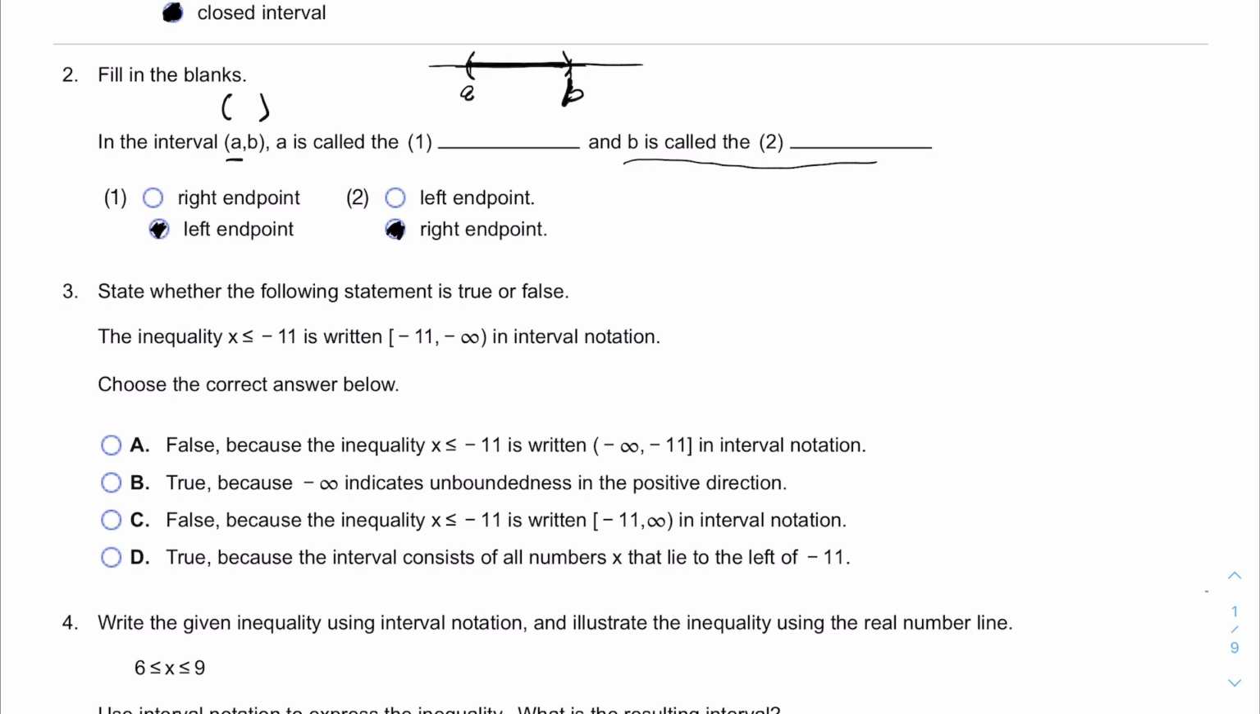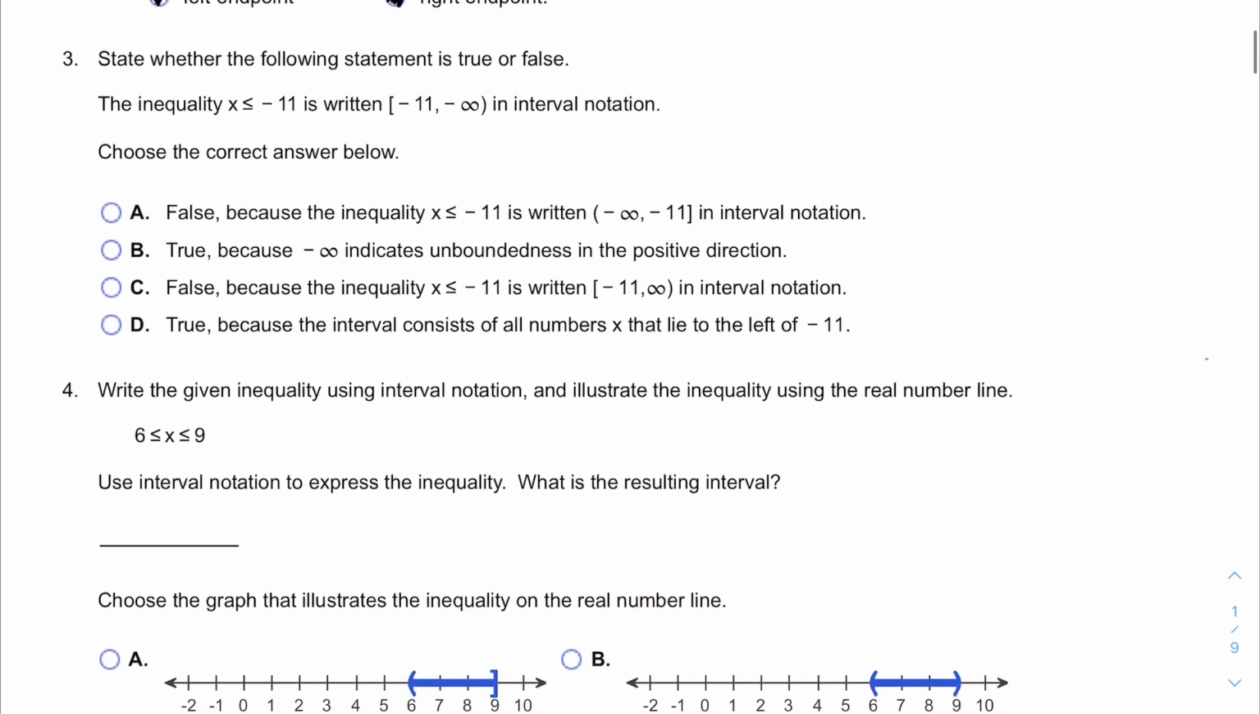Moving right along. Number 3, state whether the following statement is true or false. The inequality x is less than or equal to negative 11 is written as the closed interval negative 11 up to, well, first of all, that looks weird to me because I always know that this is the small number on the left and this is the big number on the right, and negative infinity is going small, small, small forever, right? So that's definitely way smaller than negative 11. So that doesn't make sense.